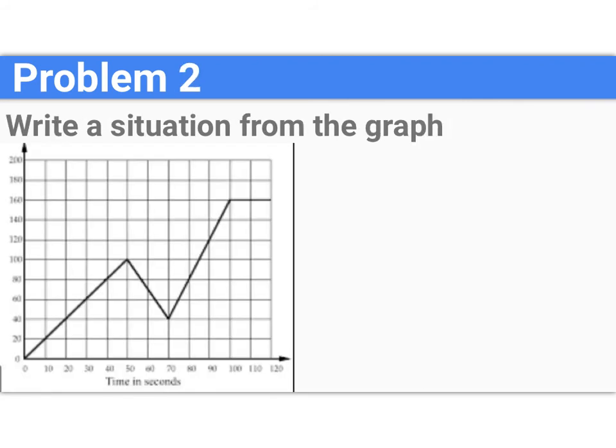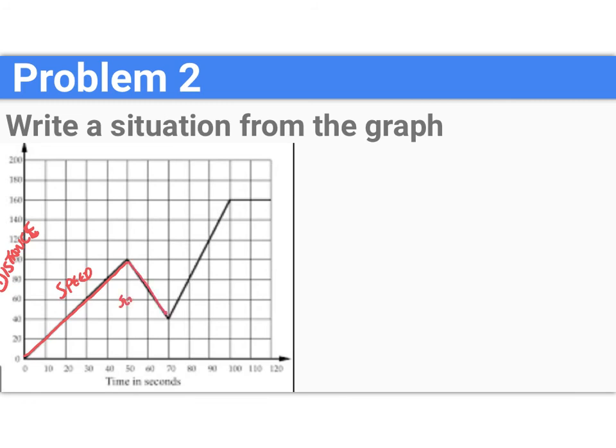Okay, write a situation from the graph. So what I will give you is this as distance. Because if I said it was speed, then you would have to analyze the acceleration of the object. So distance versus time. What do we know about distance versus time? This is speed. So an object is leaving the start at a constant speed.